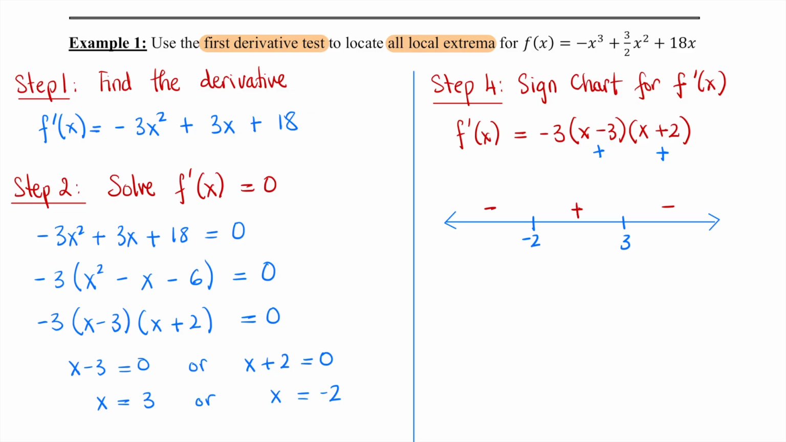So my derivative is negative in this interval, positive in this interval, and negative in this interval. So what does it tell us? It tells us that the function, the original function, is decreasing in this interval, increasing in this interval, and decreasing in this interval.